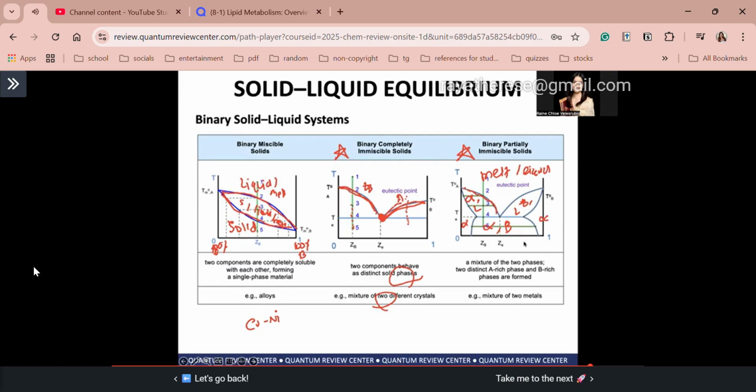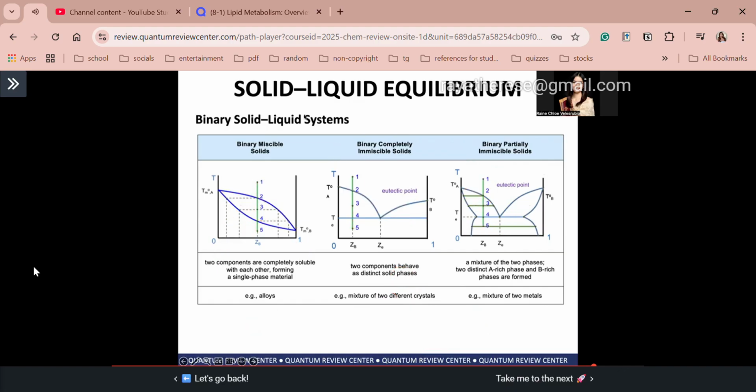So what are our examples? For binary completely immiscible solids, our example is, any guess, guys? Let's see, we know this. It is actually lead and silver chloride. This is a completely immiscible solid system. And then for partially immiscible solids, our example is metal-metal or metal-ceramic systems. Again, for binary partially immiscible solids, they will mix a little bit but not completely. There is a certain limit.